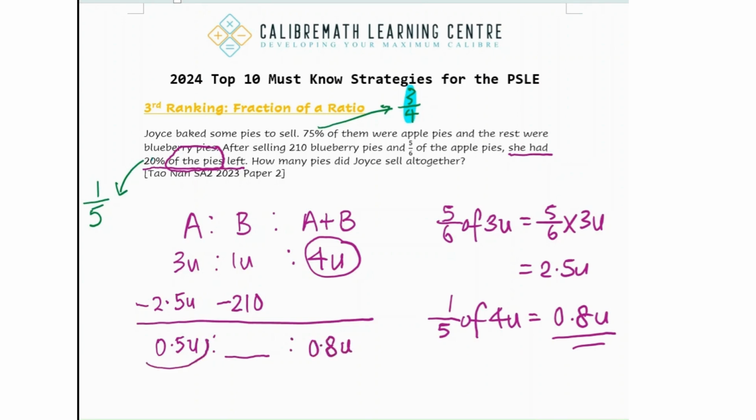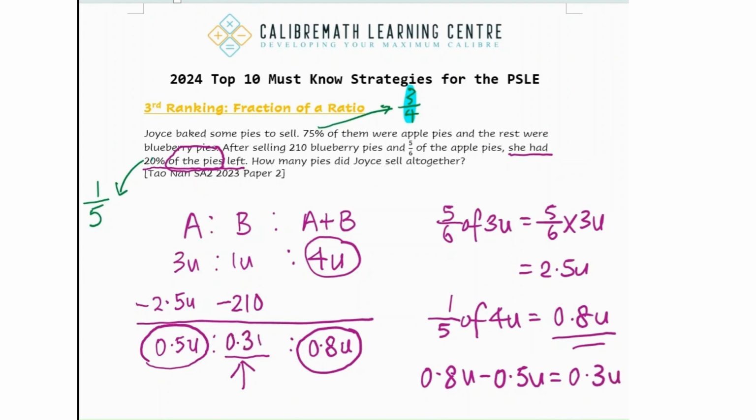We have found out that A has 0.5 units left. Since the total left is 0.8 units, we can find out the number of units left for B by using 0.8 units to subtract 0.5 units. And that gives us 0.3 units. So we're going to fill in that 0.3 units here.